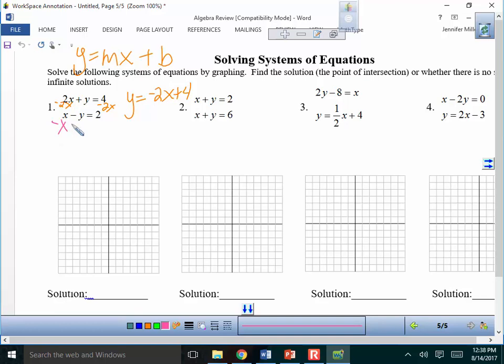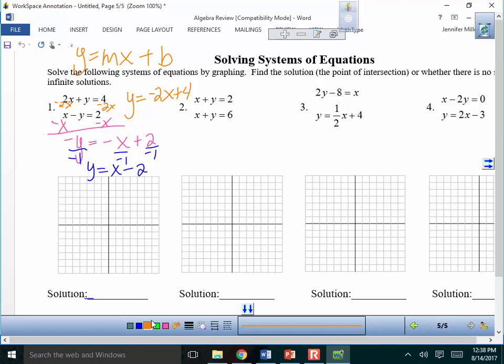On this one, I subtract x. And that leaves us with negative y is equal to negative x plus 2. But I've got to get y by itself, so what do I need to do? Divide by negative 1. And that gives us the equation y is equal to x minus 2. So let's just graph these.